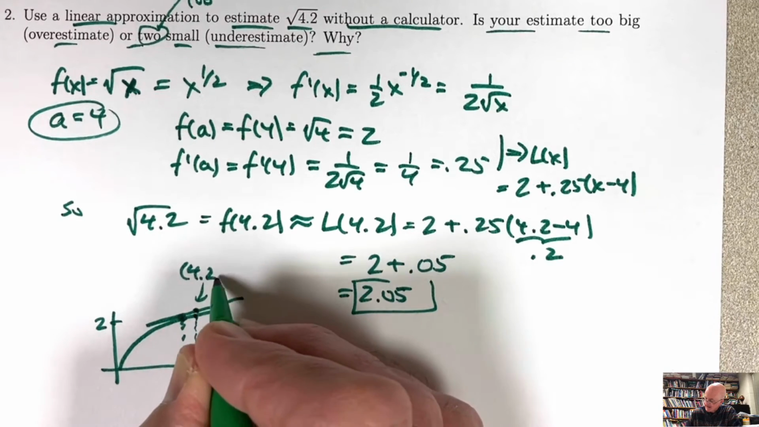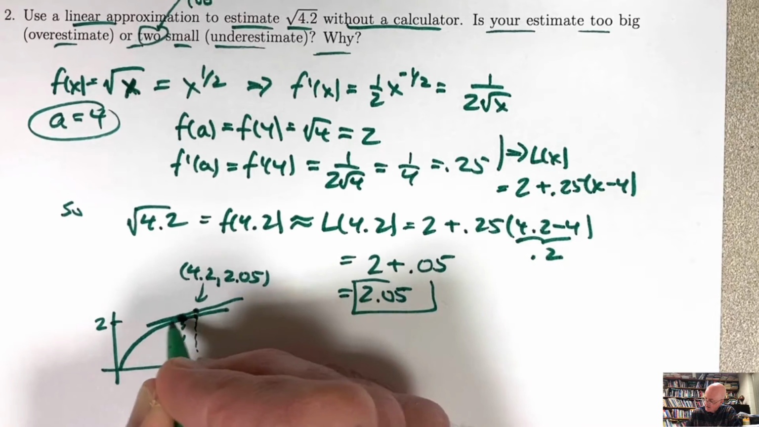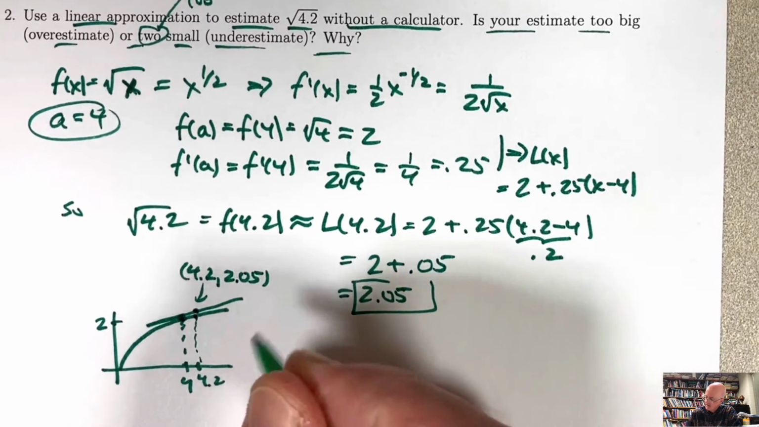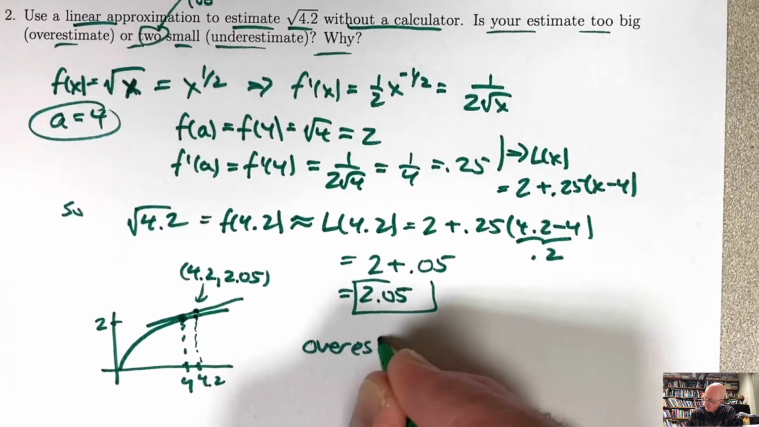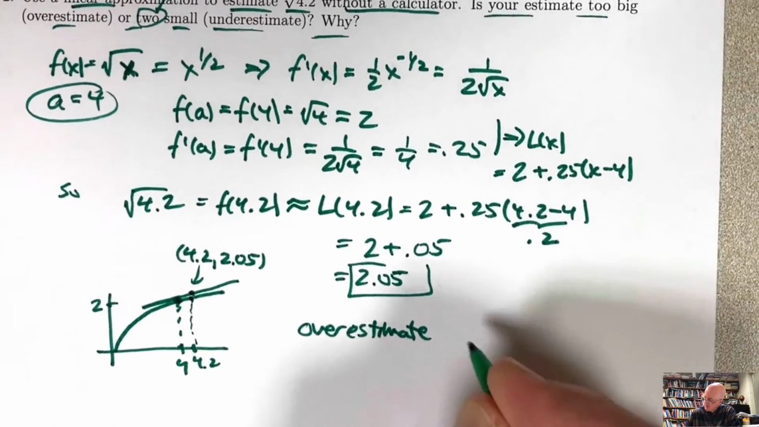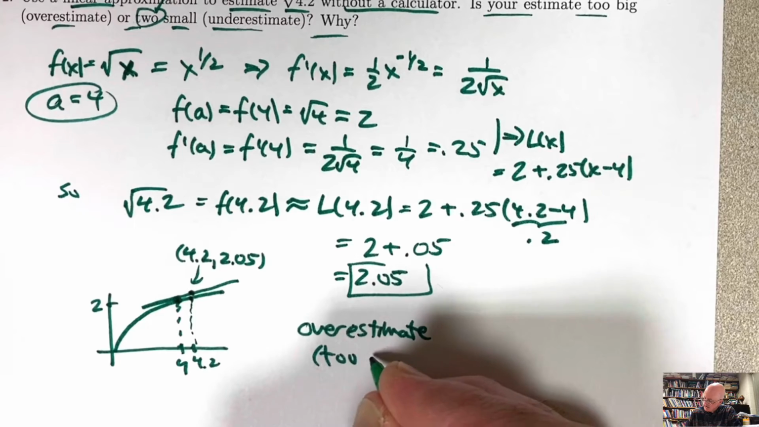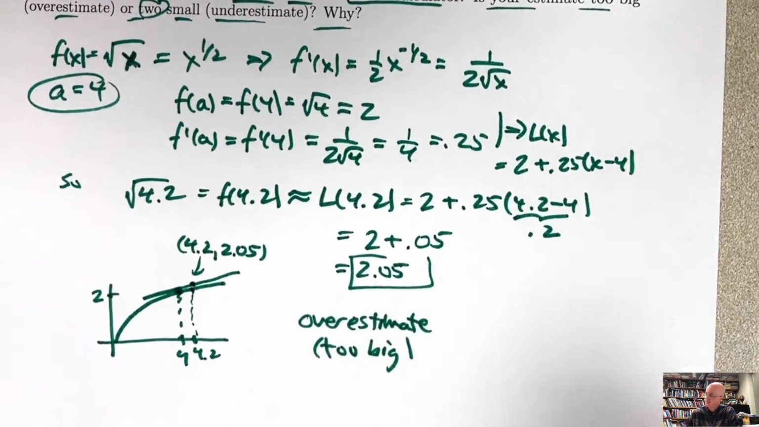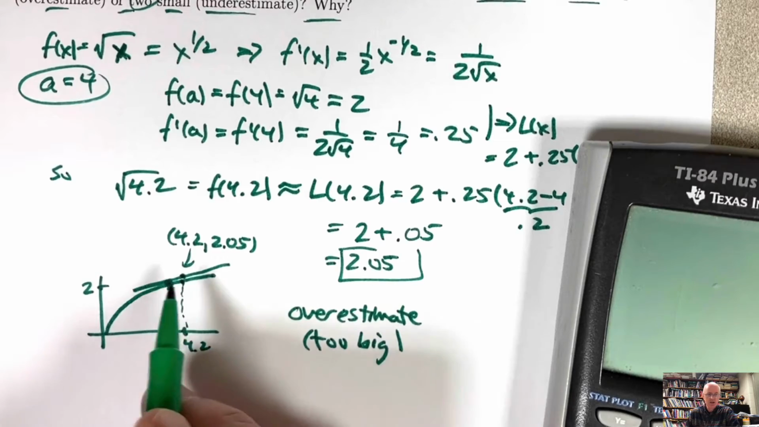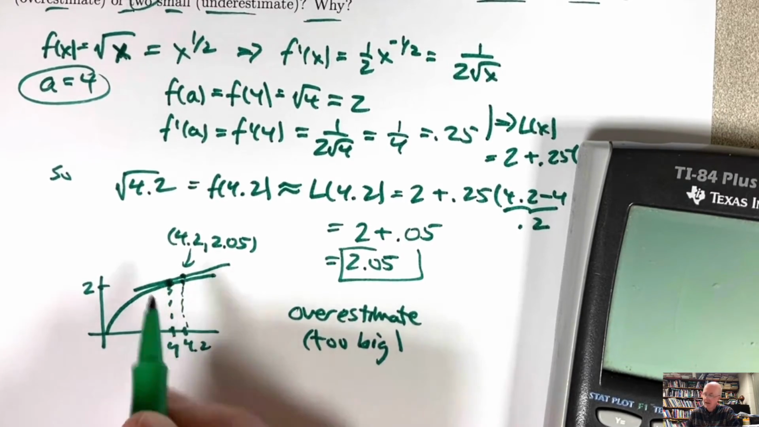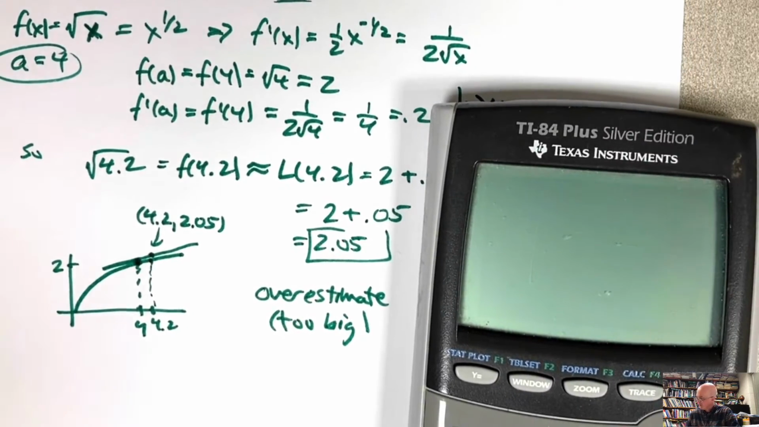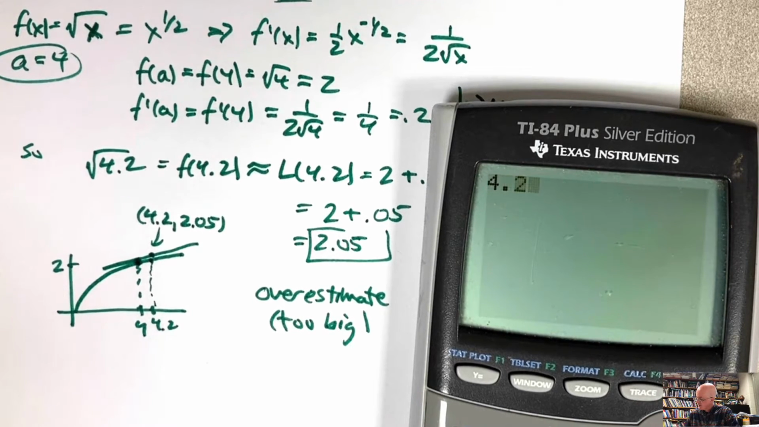Well, actually, the exact second coordinate of that point on that tangent line there is 2.05. It's going to be an overestimate. Too big. Yes, too big means TOO. Too big, because the tangent line is above the curve, because the curve is concave down. That's why. If we want to confirm it with the calculator, 4.2 to the 0.5 power is the same as square root of 4.2. We should get a number a little less than 2.05. And we do, 2.04939. Okay, it's a pretty good approximation.